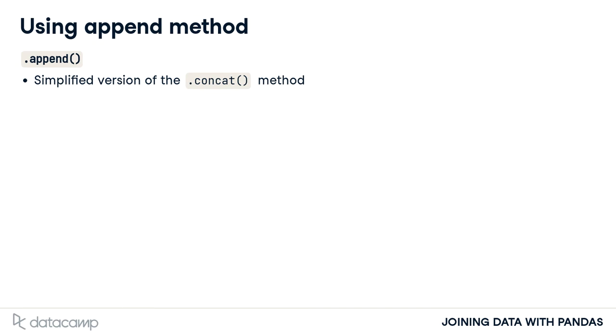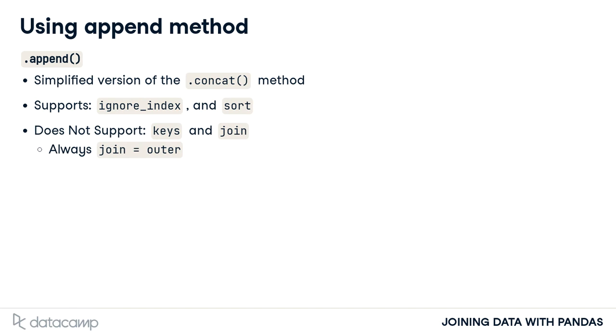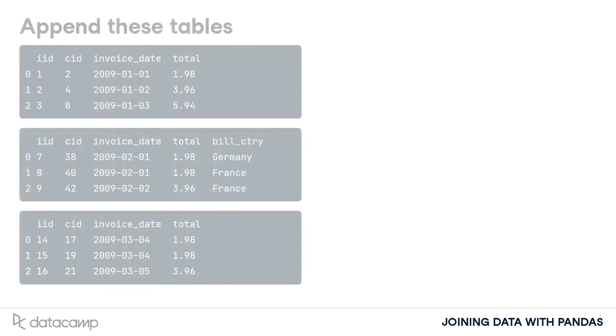Now, let's briefly talk about append. Append is a simplified concat method. It supports the ignore_index and sort arguments. However, it does not support keys or join. Join is always set to outer.